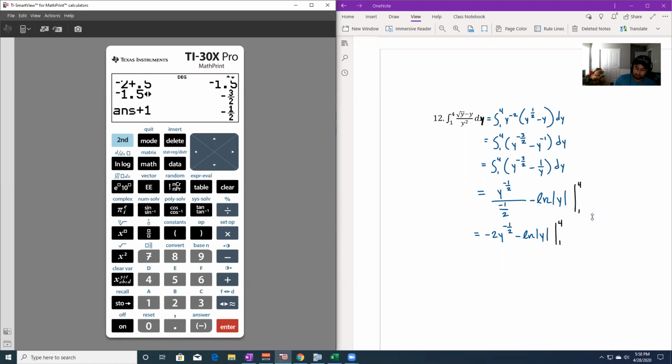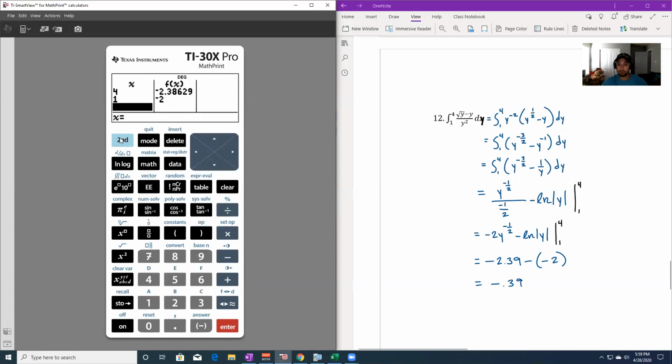So that's everything. Minus natural log absolute value of y, 1 to 4. Flip it. It's -2y to the -1/2 minus the natural log of the absolute value of y from 1 to 4. And now plug them in your calculator. But of course, you're going to want to type it in with x, not y. -2x to the -1/2. So I'm just going to do -0.5 minus the natural log of x. And enter. Type in 4. I get -2.39. Minus, type in 1, and I get -2. Well, I think that's just going to give me -0.39.